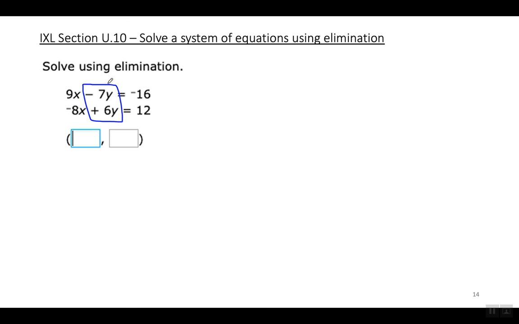The least common multiple of 7 and 6 would be 42. So I could multiply the entire top by 6 and the entire bottom by 7, and that'll give me negative 42y over 42y, and that's what I'm going to do, okay? Let me just say that in Spanish before I do it.